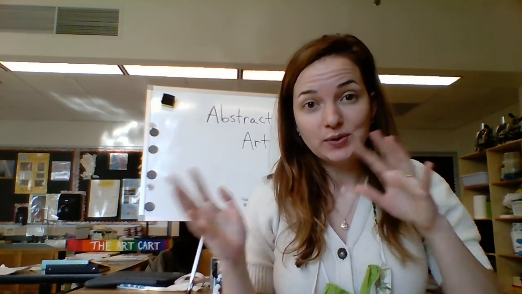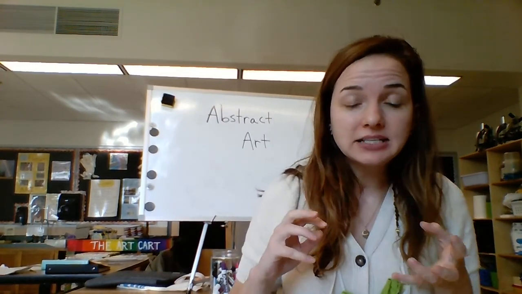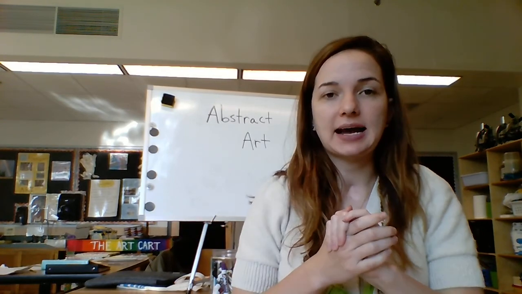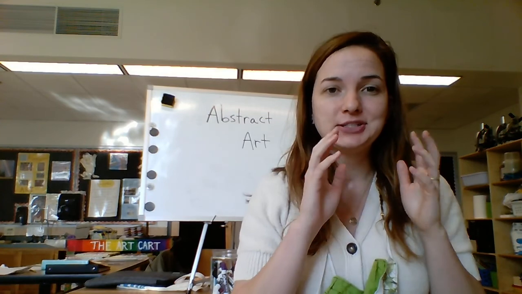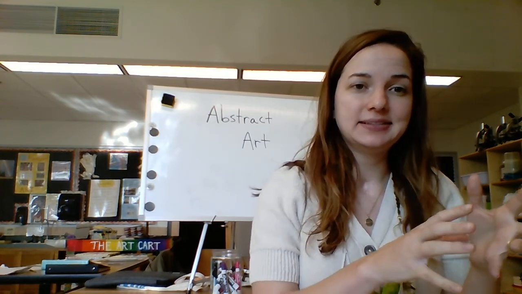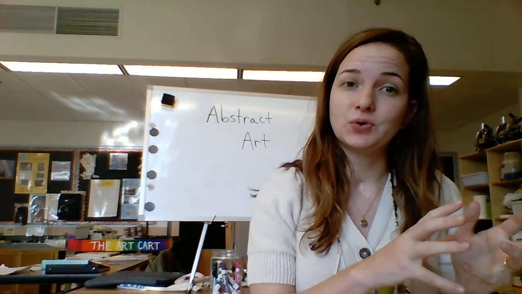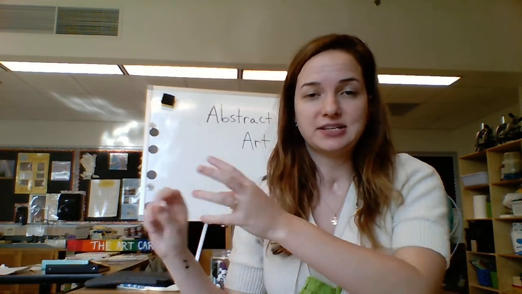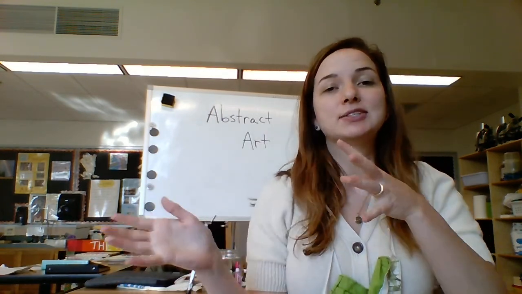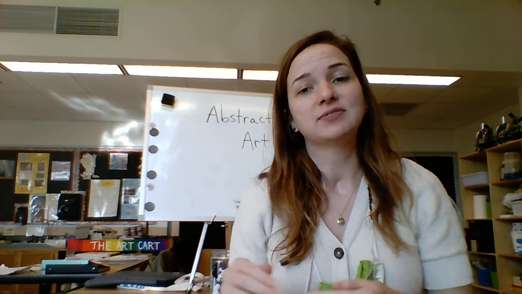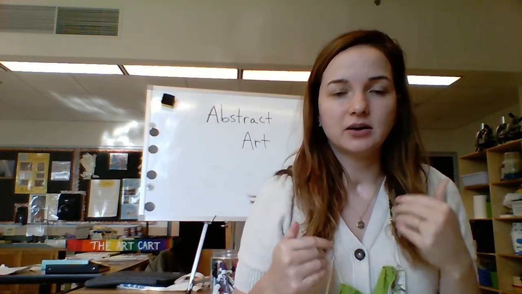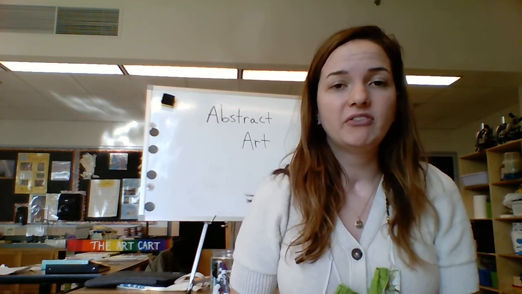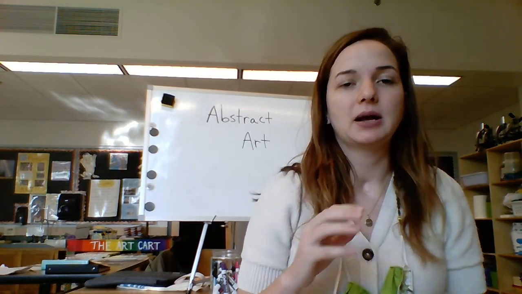I know that last week's lessons, I gave you a lot to do, and part of that is our Virginia Standards of Learning. They want you to be able to tell realistic representational work from abstract work, and there are different kinds of abstract work. So I know last time was a lot. This video is going to be a little shorter, and it's going to be a little bit lighter of something to do for you, just because I know that last time I gave you a lot.